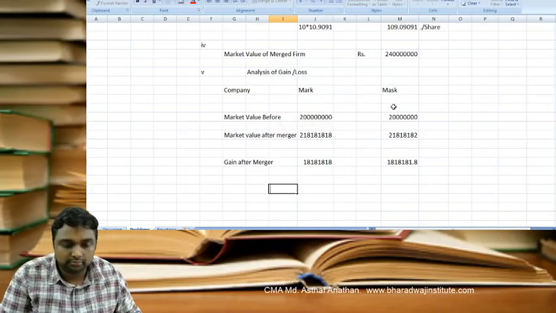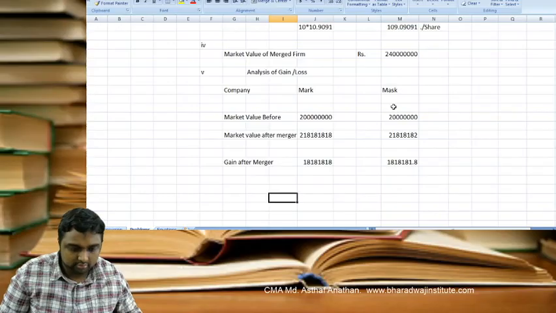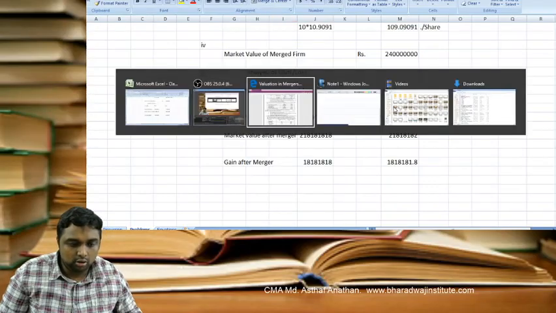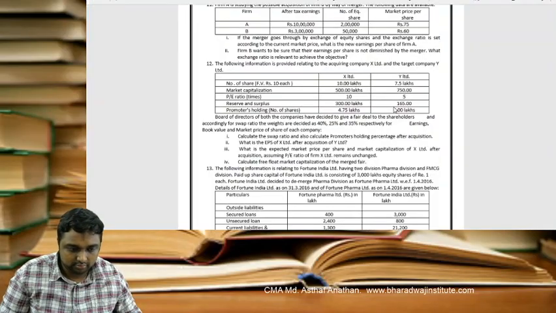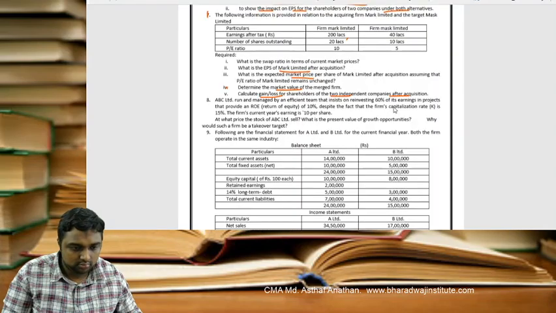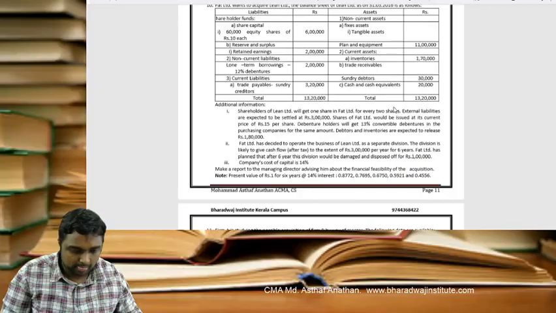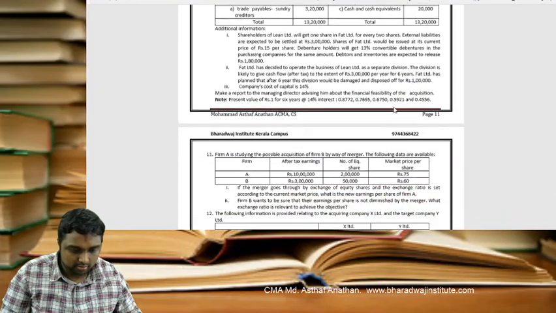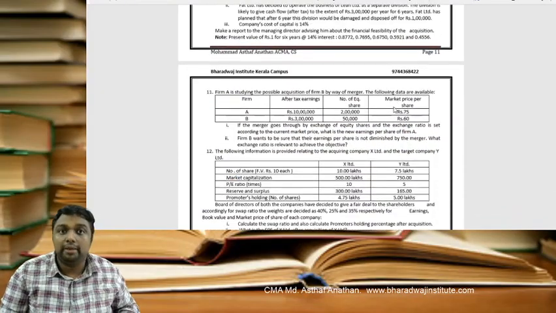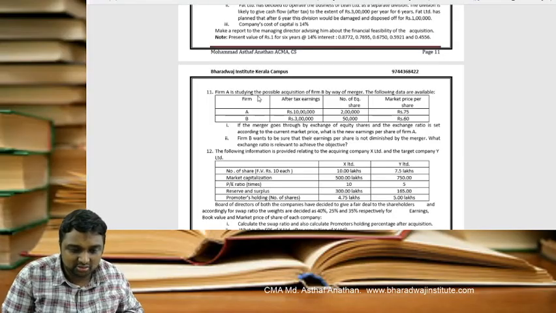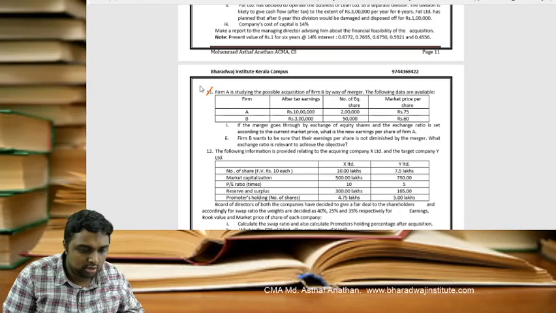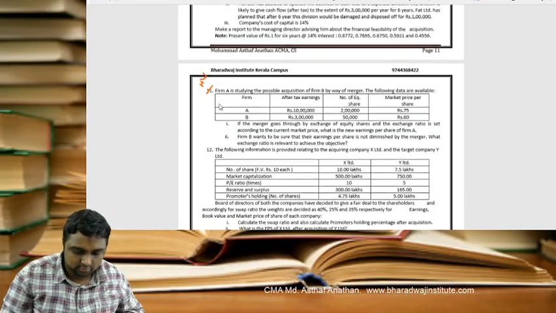So hope you have completed. We'll move on to the next question. Which question will we move to next? Question number 11. A firm is, okay, it's the same ditto question. You can do it as homework. Question number 11 is the same ditto question. You can do it as homework.